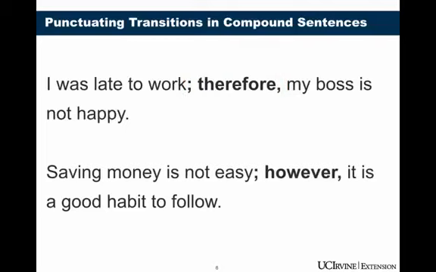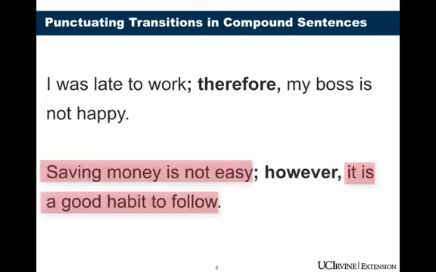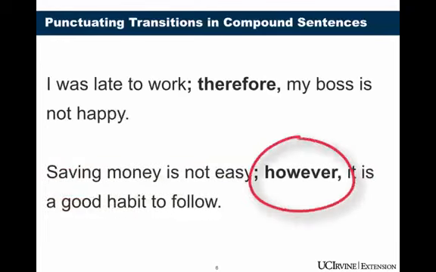Look at the next example. Saving money is not easy; however, it is a good habit to follow. Again, I have two sentences, and I'm joining them with a transition word. So I have to put the semicolon in front of the transition and a comma after the transition. This makes a second type of compound sentence.